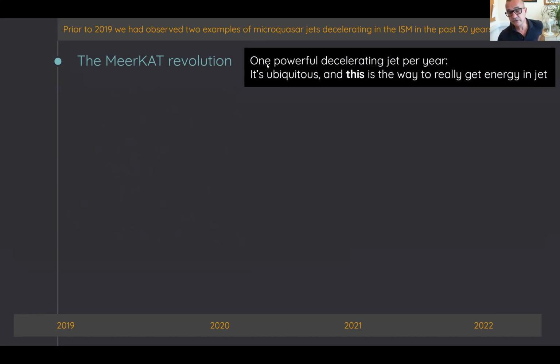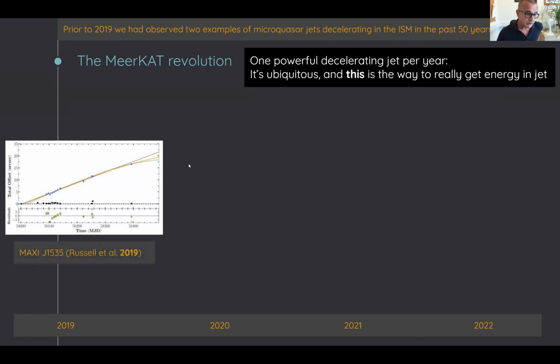But what we're now seeing is that with Meerkat, because of both the fact that it has a very high surface brightness sensitivity and the fact that we're doing this weekly monitoring of sources, we're actually finding these jets, and we're tracking them to much larger scales than we used to previously. So typically jets would disappear at a scale of order 1 arc second, and we had no idea at which point they terminated. And I would argue this really is the way to get the energy in the jet.